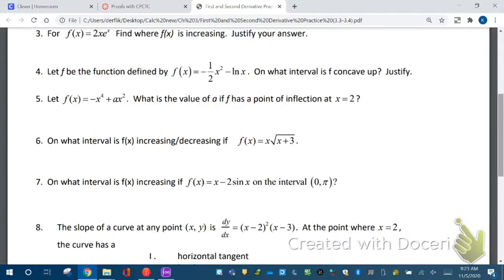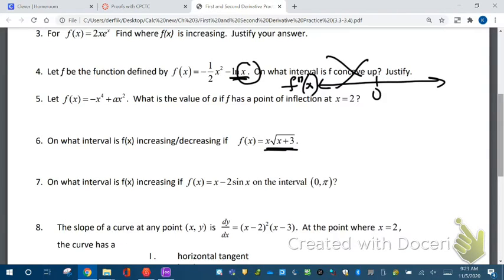Okay, number 4, concave up. So you're looking for a second derivative sign chart. But don't forget, when you see natural logs or square roots, bells and whistles should be going off in your head. When you have a natural log, you can't take the natural log of a negative number. So you should go immediately to your second derivative sign chart, go to 0, and say, nope, nothing to the left of that exists.